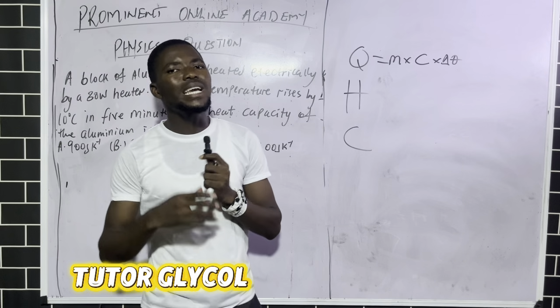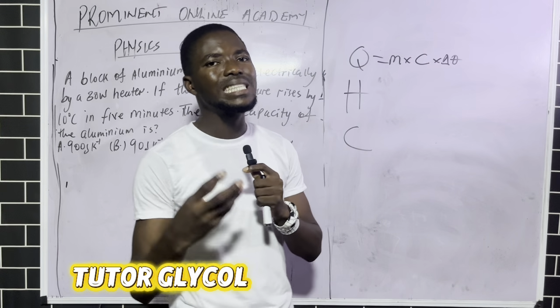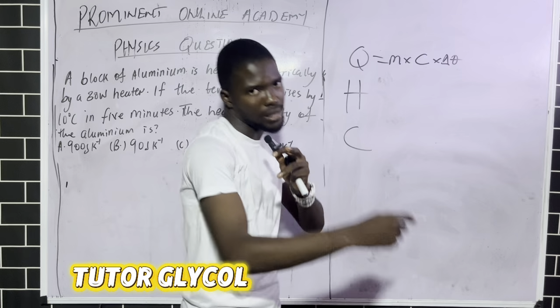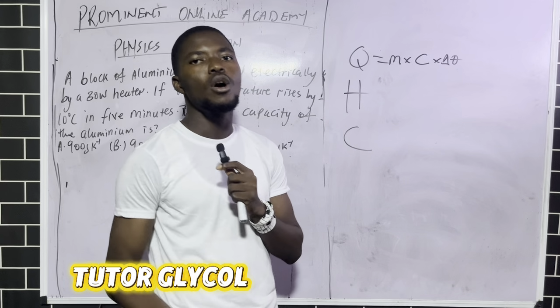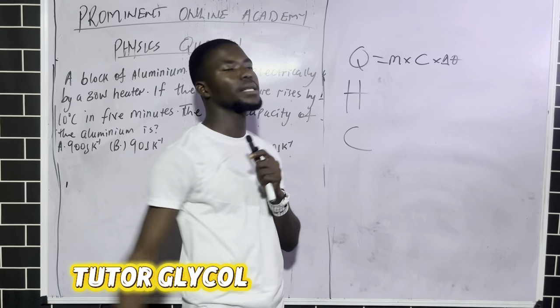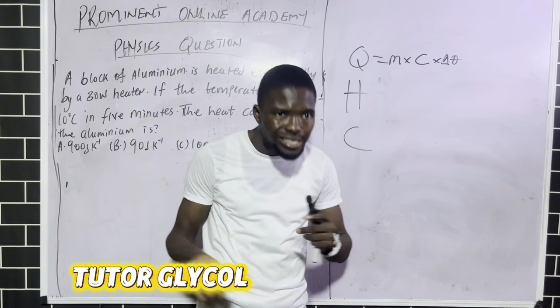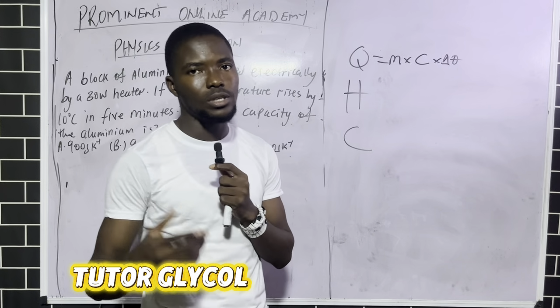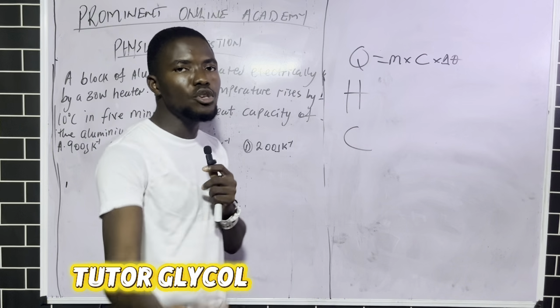What is specific heat capacity? It is the amount of heat needed to raise a unit mass of a substance by 1 Kelvin or 1 degree Celsius. While heat capacity is the amount of heat needed to raise the mass of an object by 1 Kelvin or degree Celsius. They sound similar, but they are different. And let me use this illustration.